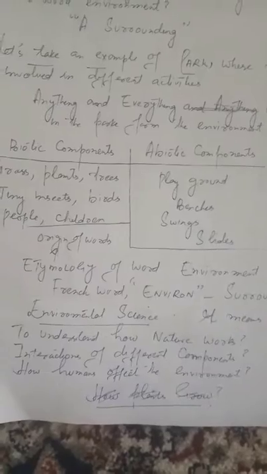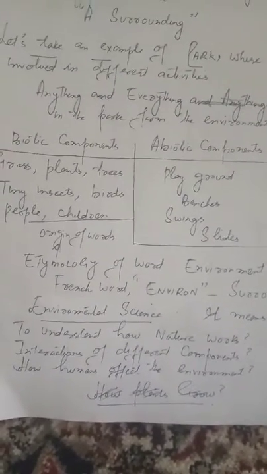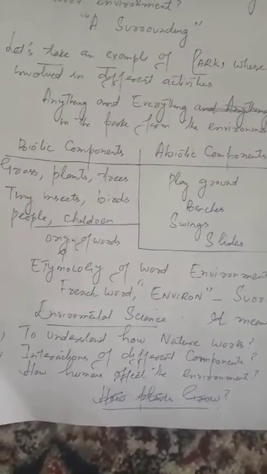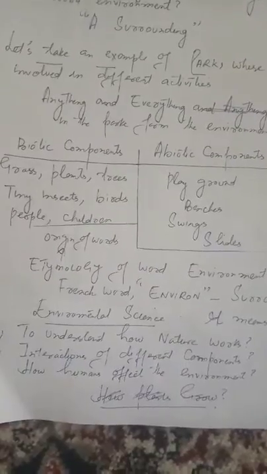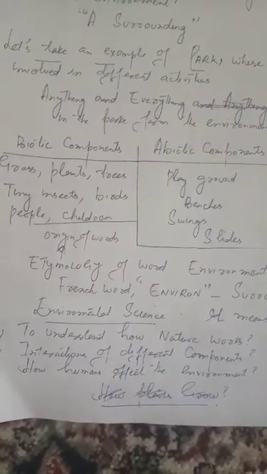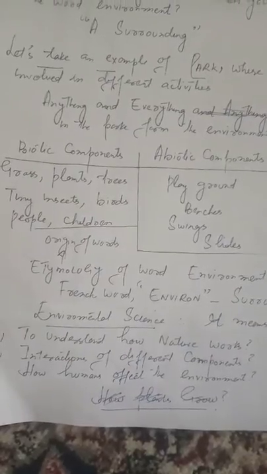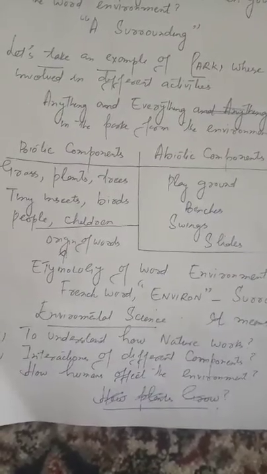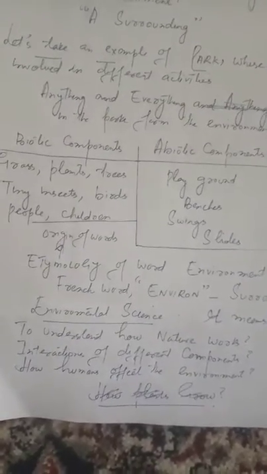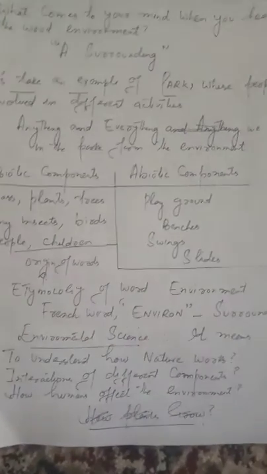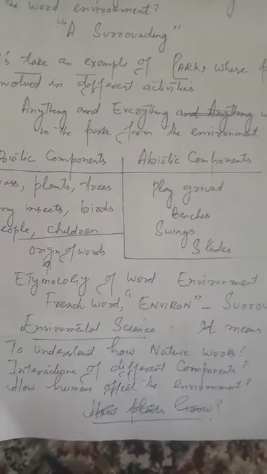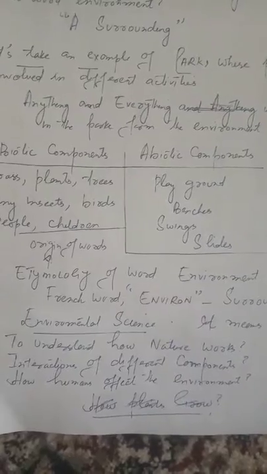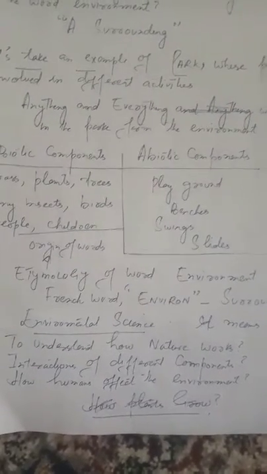Environmental science. This field tries to understand, its scope and its main goals are to understand how nature works, what the interactions of different components are, and how humans interact with or affect the environment. These are the main focal goals of environmental studies.